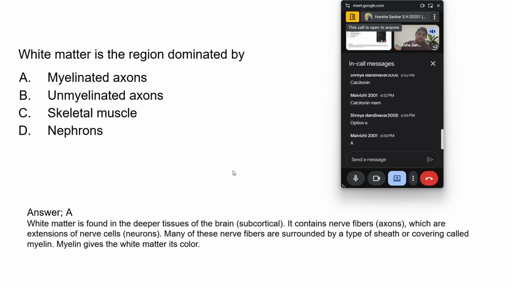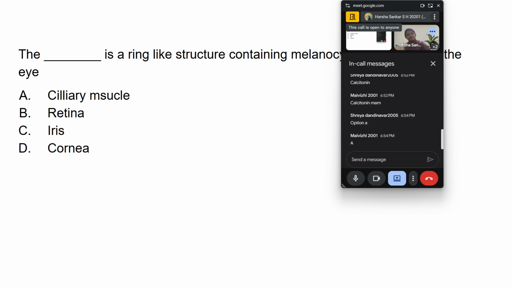White matter is found in the deeper tissues of the brain. It can be seen in the subcortical layers. It contains nerve fibers or axons, which are extensions of nerve cells, covered by myelin sheath. Many of these nerve fibers are surrounded by a type of sheath or covering called myelin. Myelin gives the white matter its color.